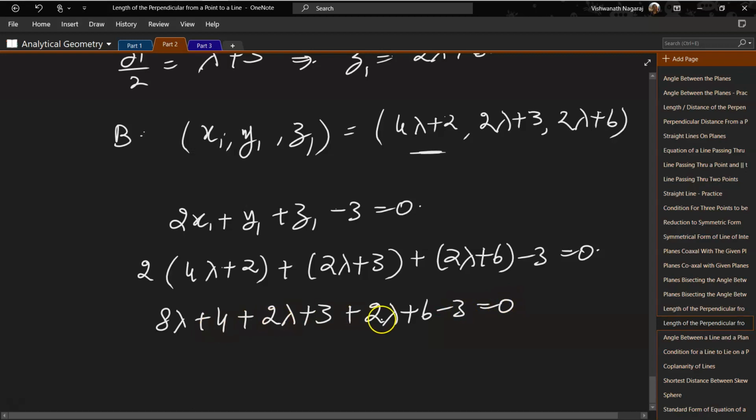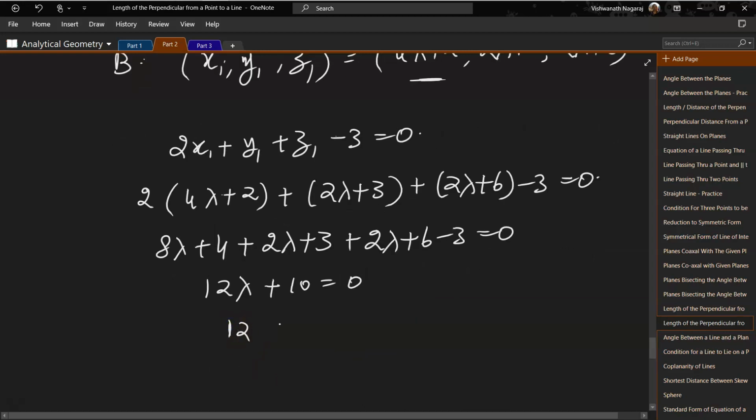8 lambda, 2 lambda, 2 lambda, so 12 lambda. 4 plus 3 is 7, 7 plus 6 is 13, minus 3 is 10, equal to 0. 12 lambda is equal to minus 10. So lambda is equal to minus 10 by 12, which is minus 5 by 6.